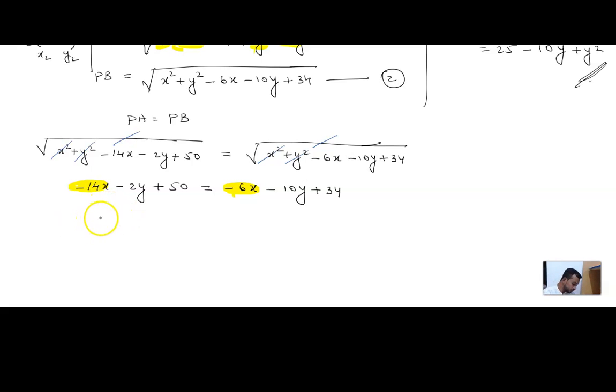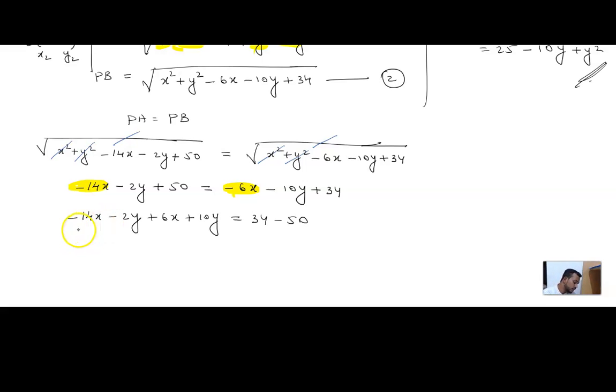What does it mean? If you are getting confused, you can do it like this also. Keep this minus 14x as it is, minus 2y also as it is, minus 6x brought to this side becomes plus 6x, minus 10y brought to this side becomes plus 10y, equals 34, and plus 50 brought to this side becomes minus 50. It means the x and y terms we have kept on the LHS, one side, and the constant numbers we have shifted to the other side.